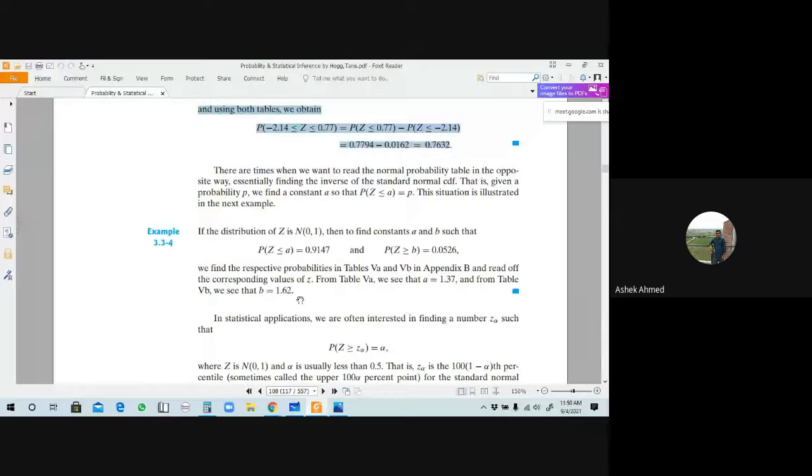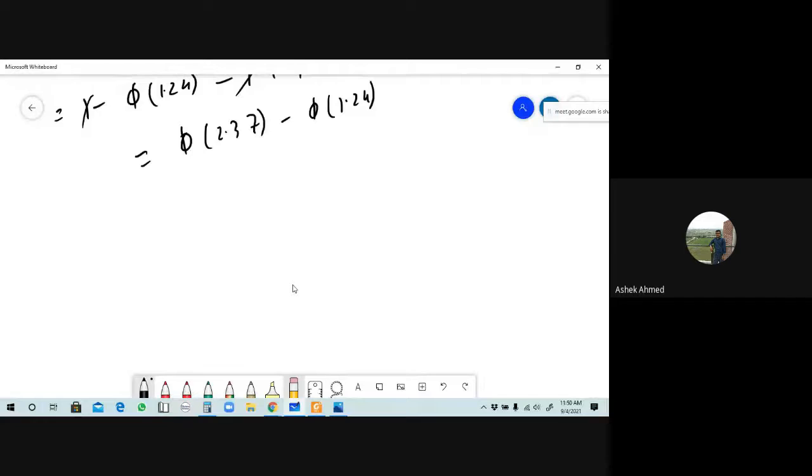Now I will discuss this problem. This is the last problem to discuss. Here it is given that Z is a standard normal variable, and we have to find the constants a and b such that the probability of capital Z less than or equal to a is 0.9174. In example number 4, the probability of capital Z less than or equal to a is 0.9174. Is it right?